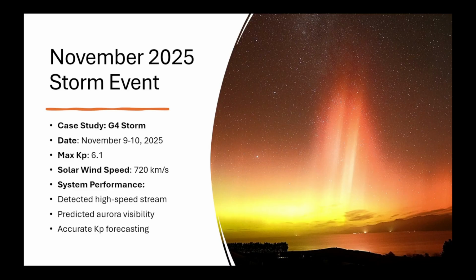In November 2025, there was a storm event. It was a G4 storm. It lasted from November 9th to November 10th. The max KP on that day was 6.1. The max solar wind speed on that day was 720 kilometers per second. And the system detected a high speed stream, predicted aurora visibility, and gave an accurate KP forecast.